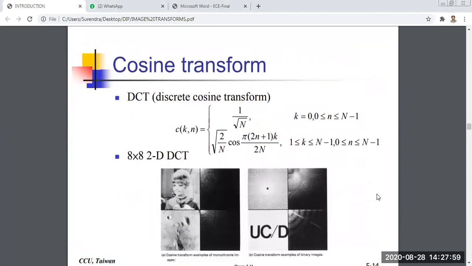The next transform technique is the cosine transform. We will do the discrete cosine transform. Actually, the third one is the Walsh transform, but that is not available at present. I will show it in the next class. We move to the discrete cosine transform, which is actually the seventh one. The order is changed, but we will cover all the transform techniques.